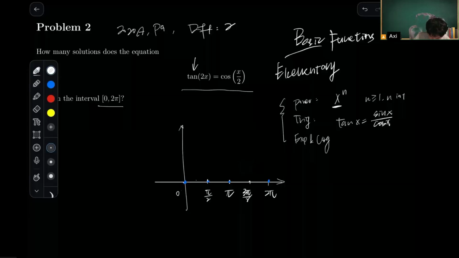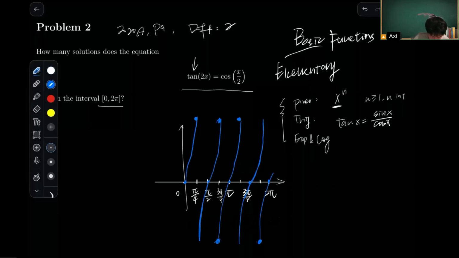But now, finally, we have something interesting when x equals pi over 4. Tangent pi over 2 is positive infinity. And then, similarly, this point, which is 3 pi over 4, this point is negative infinity.